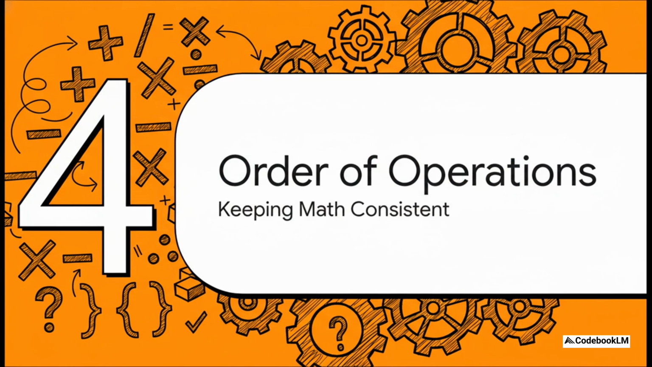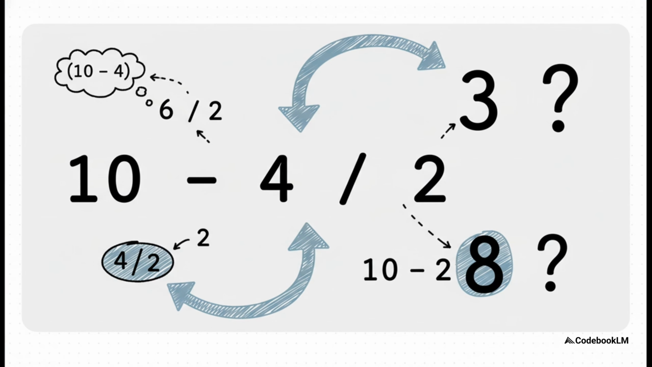Okay, but what happens when you start mixing these operators together in the same line of code? This is where things can get a little tricky, and it's why understanding the order of operations is absolutely crucial for getting the right answer every single time. Take a look at this problem, 10 minus 4 divided by 2. If you just read it from left to right, you might think, okay, 10 minus 4 is 6, and 6 divided by 2 is 3. Makes sense. But what if you did the division part first? 4 divided by 2 is 2, and 10 minus 2 is 8. Whoa! Two completely different answers from the exact same problem.